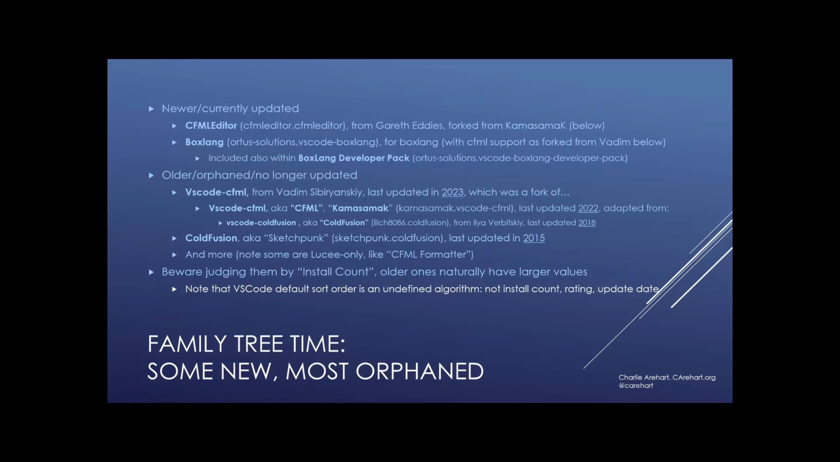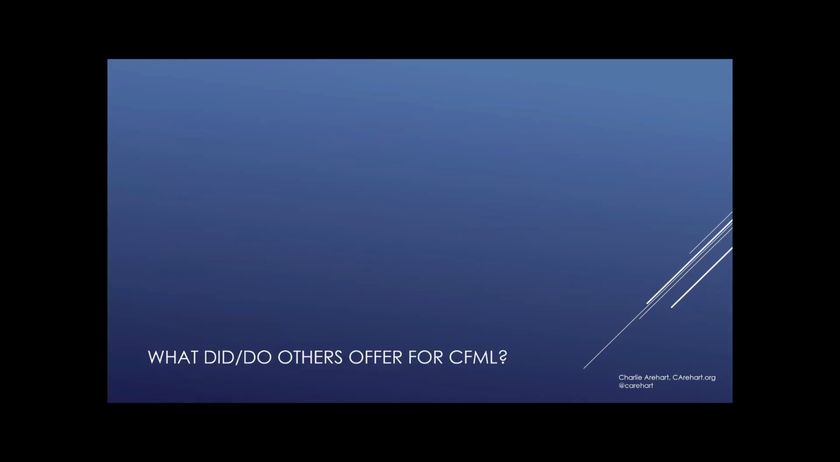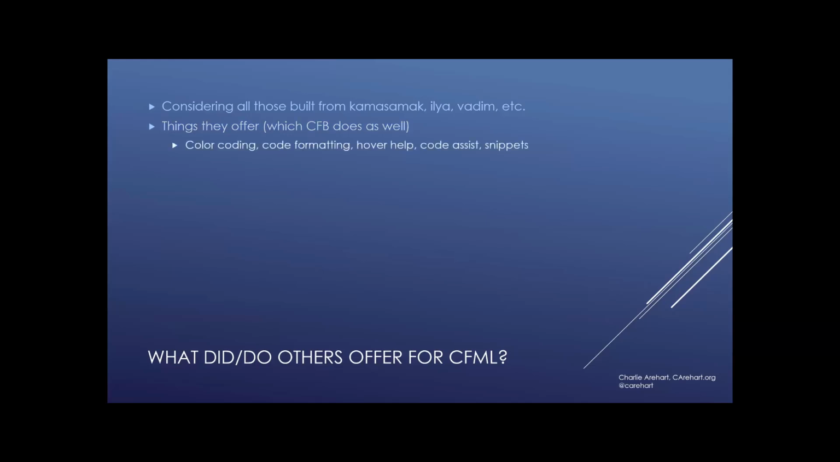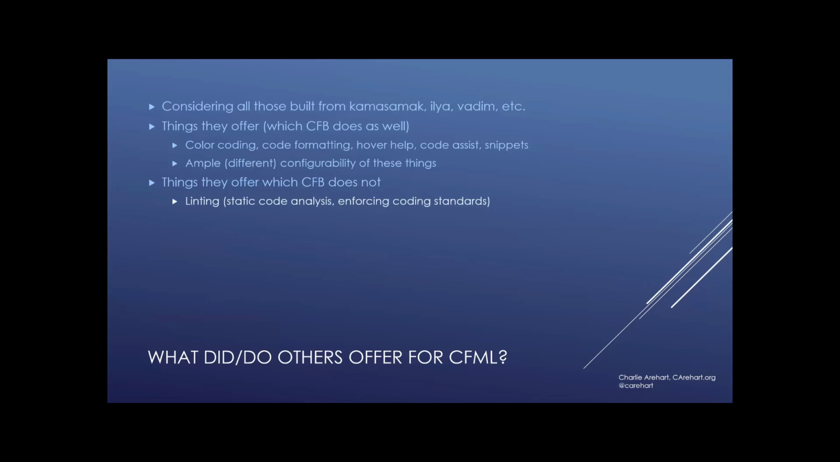It's not the rating. So I'll leave you to explore that if you're interested. So what did or do these other ones for CFML offer? Well, again, consider they're all basically a fork from Kamasama, Ilya, and Vadim. The things they offer, which CFBuilder does as well, is color coding, code formatting, hover help, code assist, snippets, configurability. And then they do offer some things that CFBuilder does not, like linting, right? I know some people go, I need that.